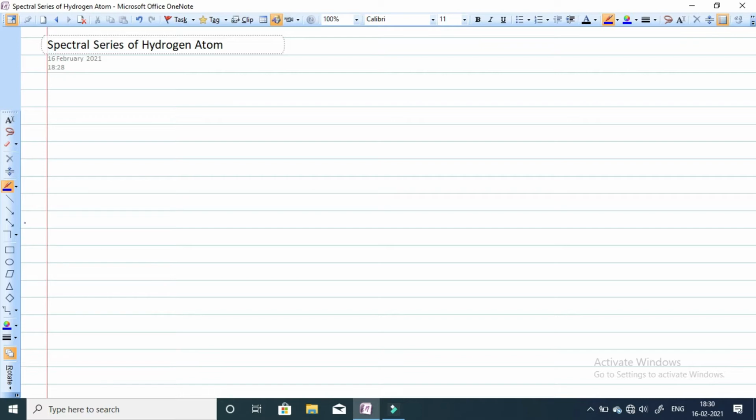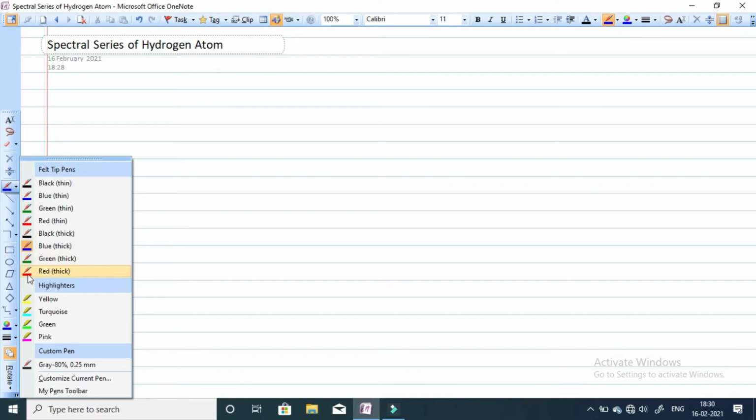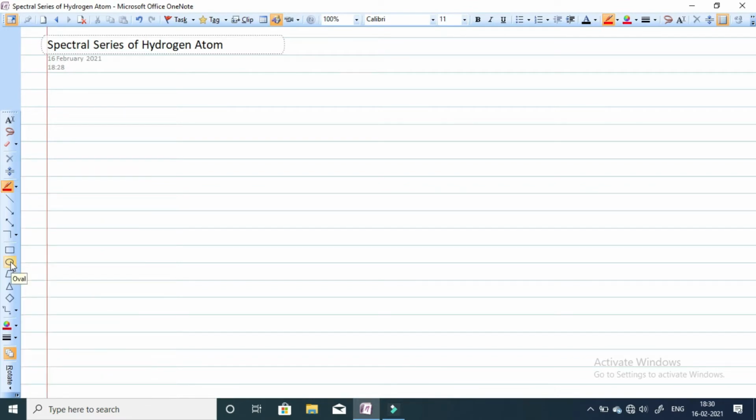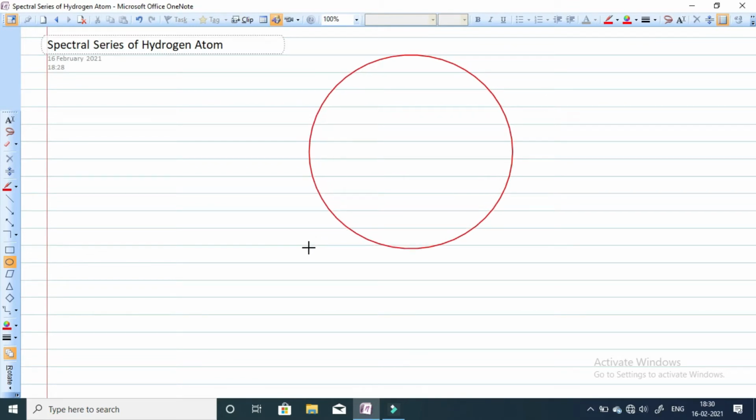Now one of the Bohr postulates states that when an electron makes a transition from one energy state to another, basically from a higher energy level to a lower energy level, it emits energy in the form of radiations, and the energy of these radiations is equal to the difference of the energy levels of the two states.